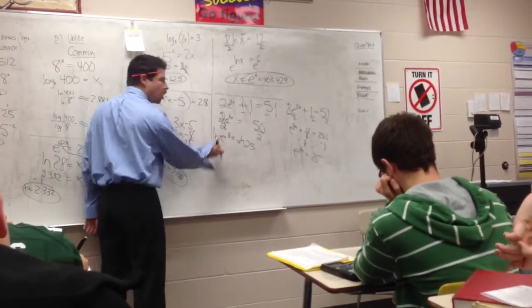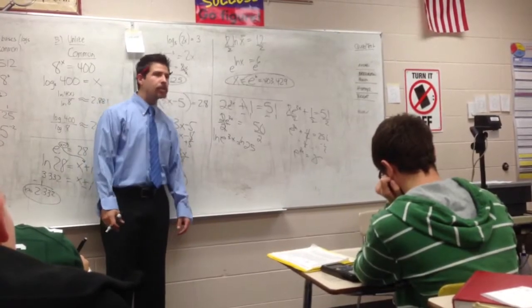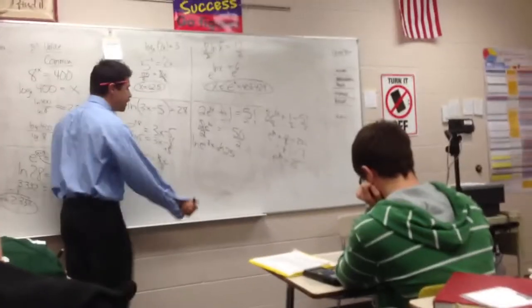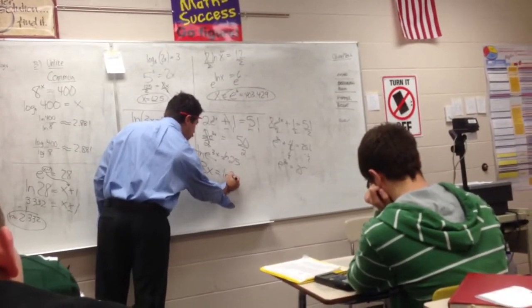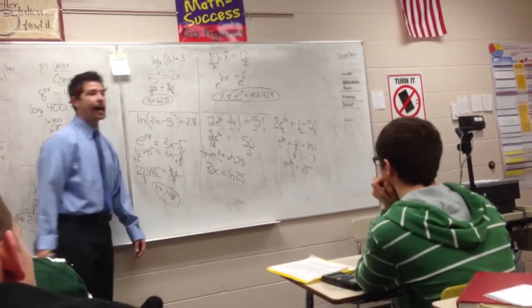Now, what's the natural log of e going to do? Natural log and e are inverses. These are just canceled, and I'm left with 3x. 3x is equal to the natural log of 25.